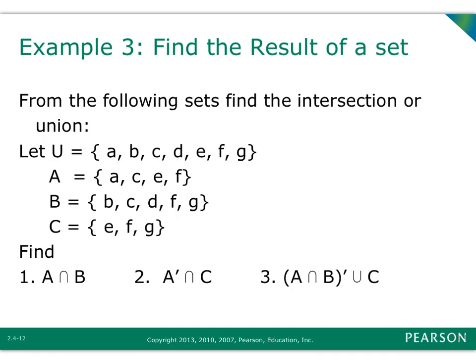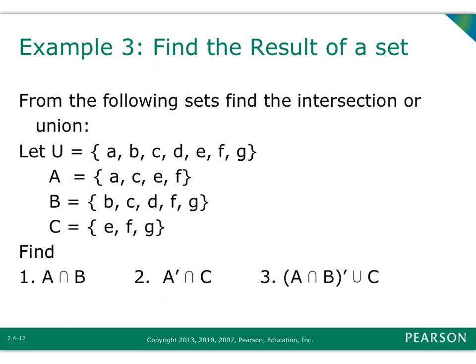Now we have the following. Let U equal A, B, C, D, E, F, G. Let A equal A, C, E, F. Let B equal B, C, D, F, G. And C is equal to E, F, G. We want to find the intersection between A and B. Then we want to find A complement intersection C. And then we want to find A intersection B complement union C.